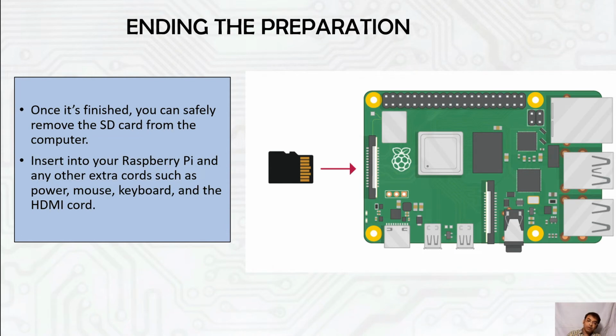Once it is finished, you can safely remove the SD card from your card reader, that is from your computer, and insert it into Raspberry Pi, along with any other extra cords such as power, mouse, keyboard and the HDMI cord.